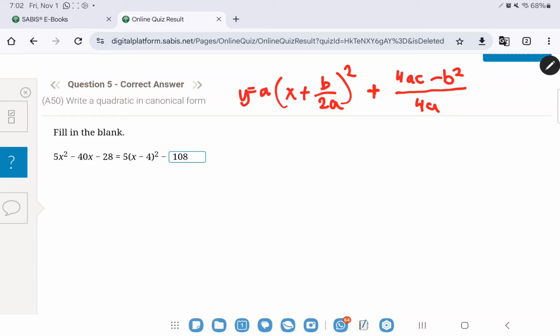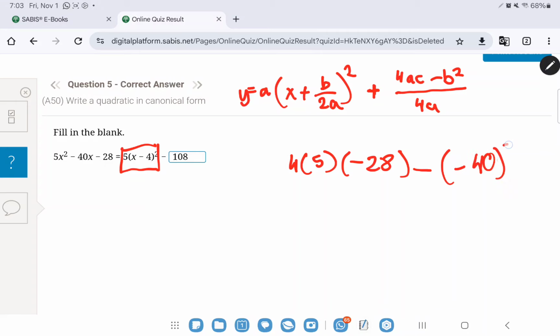Since they gave us the first half of the equation, we forget the first half of the canonical form equation. Doing the first half is just wasting our time. We're just gonna do the second half. So for a is 5, c is -28, take the signs, minus b squared, so minus -40 squared over 4 times 5.